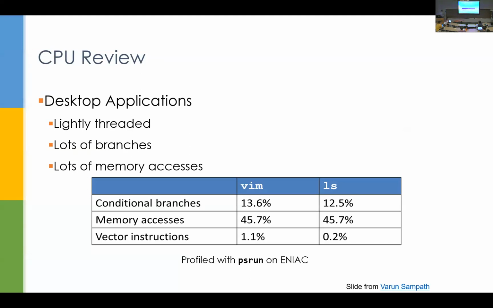What did we try to do with matrix multiply? We reduced how much memory we were using. And then vector instructions, which is simply single instruction, multiple data, is almost non-existent. These kinds of applications really highlight the key differences between CPUs and GPUs. On CPUs, conditional branches and memory access are not considered bottlenecks, whereas on GPUs, they definitely would be.